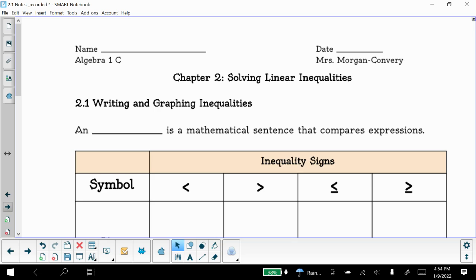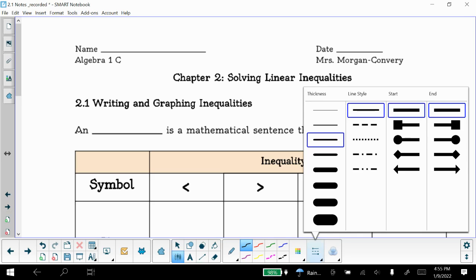All right, so chapter 2 is all about solving linear inequalities, which means we're going to be dealing with inequalities that fall on a number line in this case. Later this year, we're going to be dealing with inequalities that are on a coordinate plane, but right now we're just going to be thinking about things that are on a number line. So, first of all, in terms of a definition, an inequality is a mathematical sentence that compares expressions. So that word is inequality.